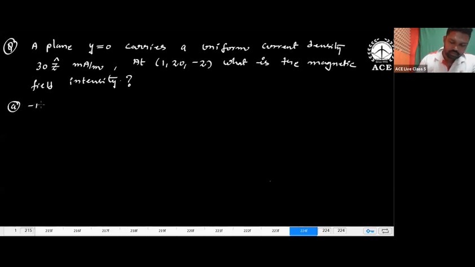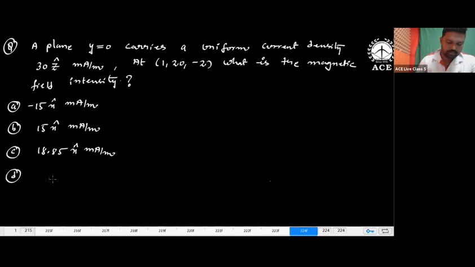Options are given. Option A: -15 X cap milliampere per meter. Option B: 15 X cap milliampere per meter. Option C: 18.85 X cap milliampere per meter. Option D: 25 X cap milliampere per meter.